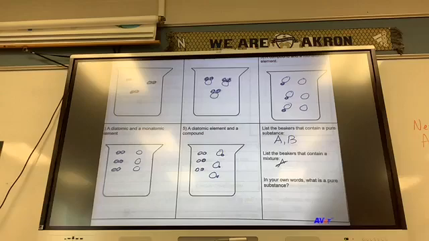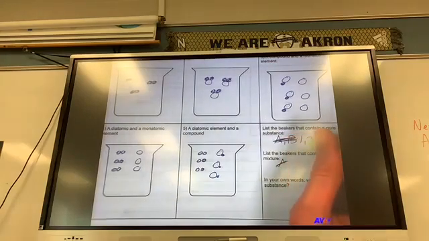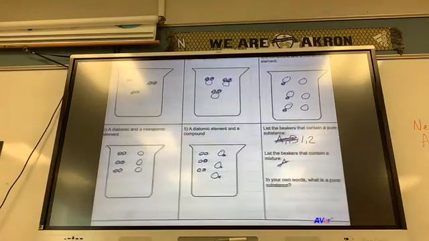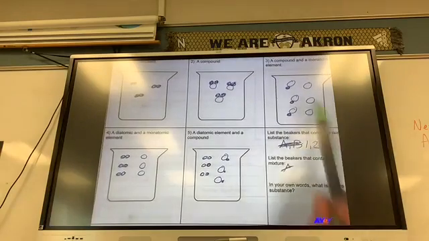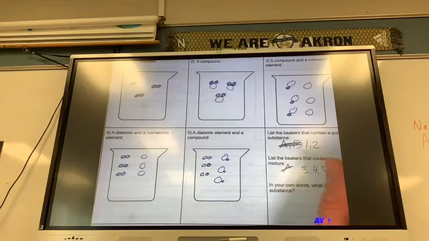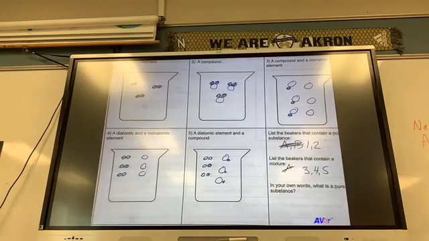Why are we doing A and B? 1 and 2. 1, 2. Can I write a formula for this, or this? No. So my mixtures are 3, 4, 5. So I would say a pure substance is something that has the same properties, the same chemical formula. You can write a formula for it.